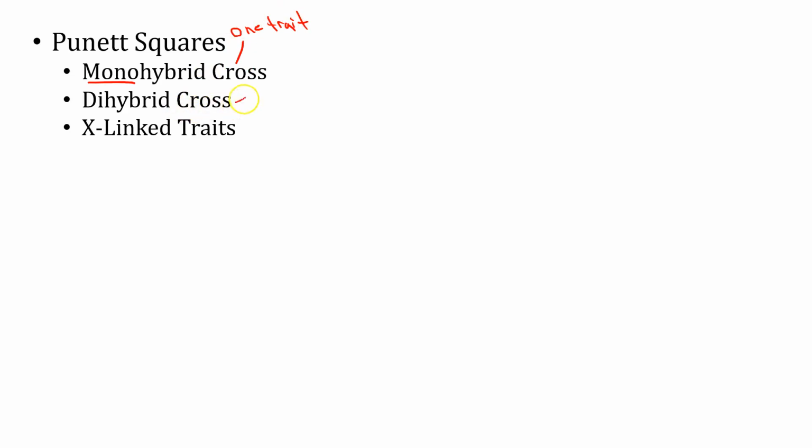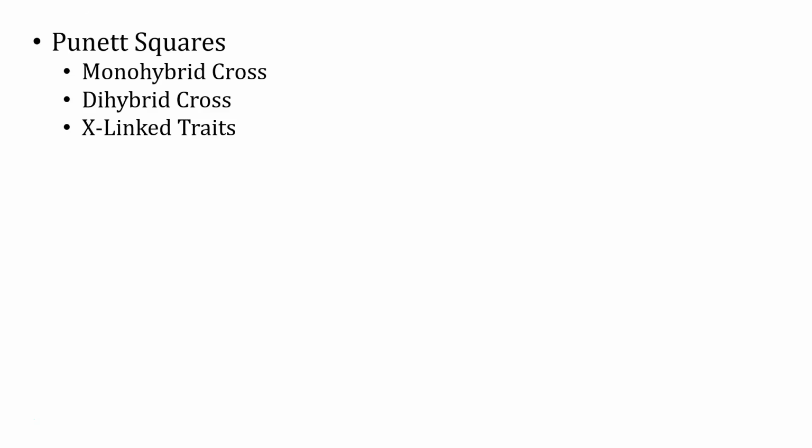And then a dihybrid cross, these can be used for two traits that are inherited together. Kind of, we usually think about inheriting and being inherited at the same time. And then X-linked traits. X-linked traits are things that are found in the X chromosome, which can be a little bit different for a reason that I'm going to explain in just a minute.